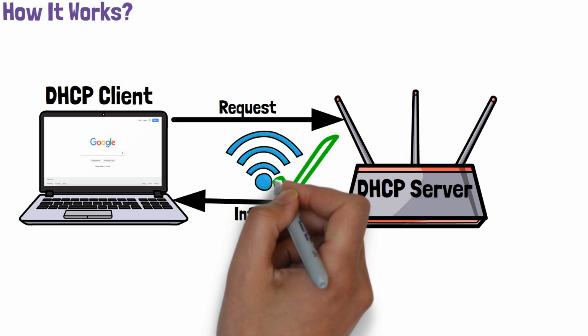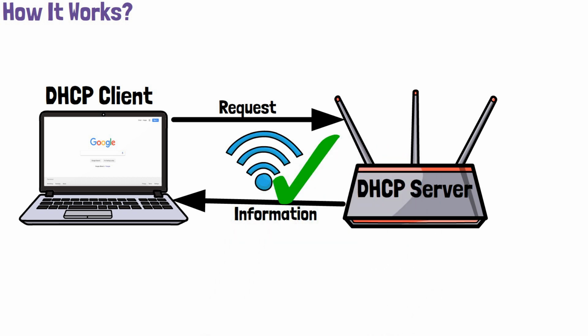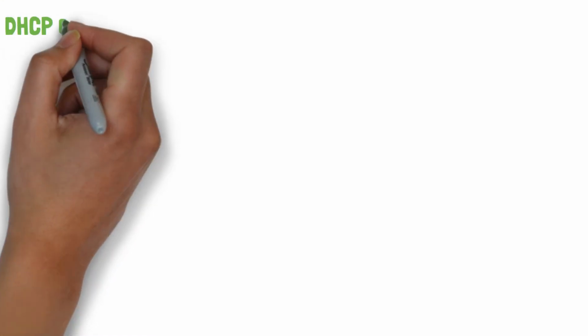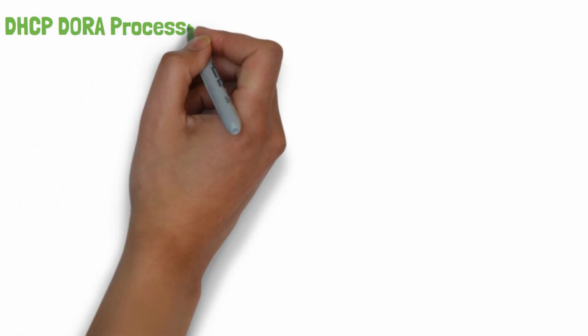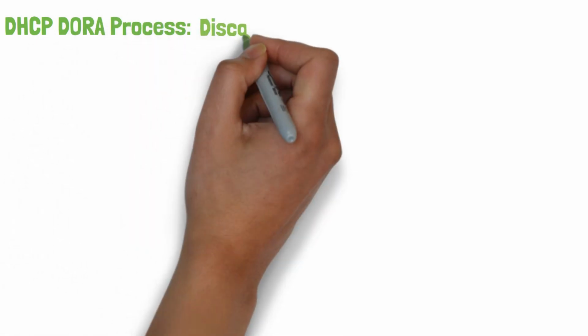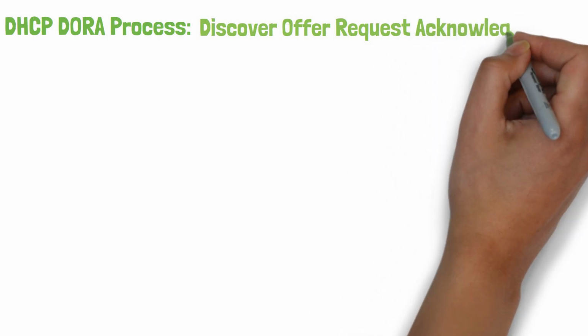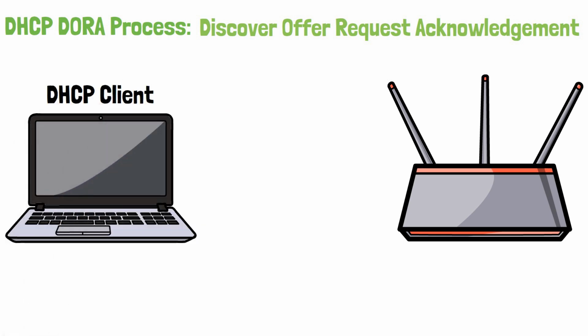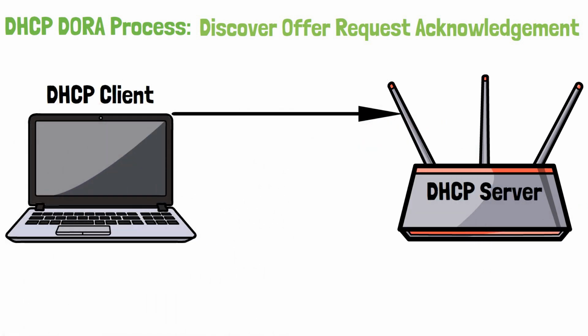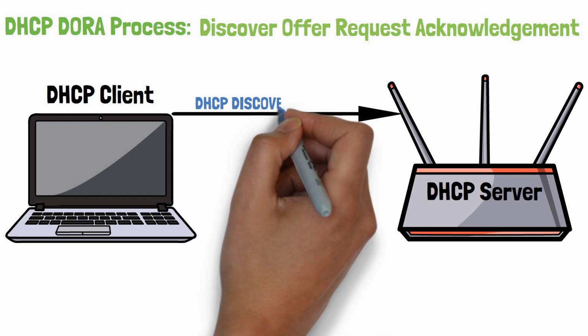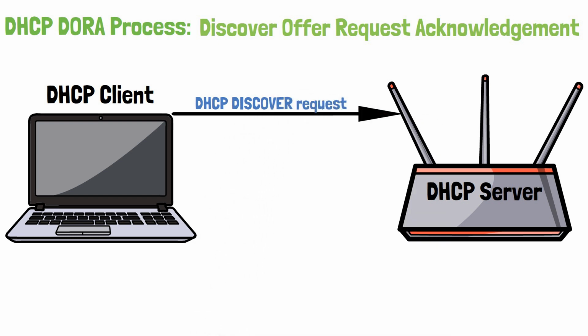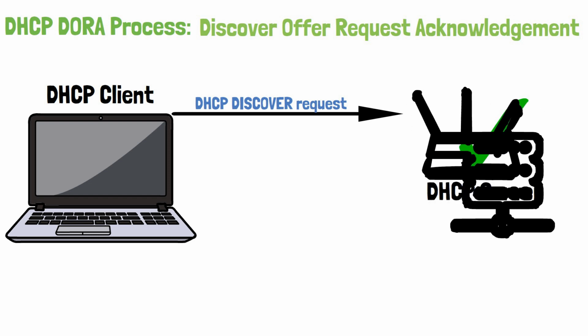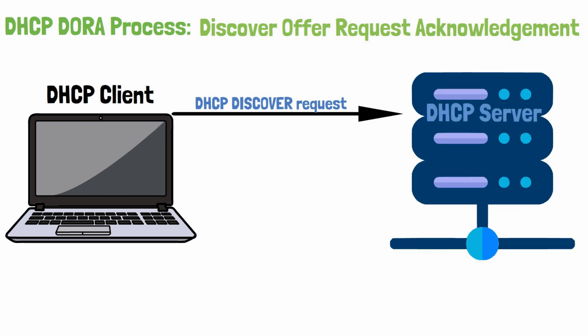In order to successfully connect to a network via DHCP, the DORA process must take place. DORA stands for Discover, Offer, Request, Acknowledgement. The process is as follows. First, when a client detects it has connected to a DHCP server, it sends a DHCP Discover request. The router either receives the request or redirects it to the appropriate DHCP server.